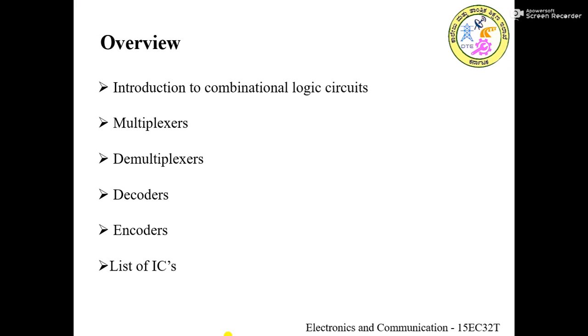Let's begin. This chapter is going to cover the following topics. Very first, we will discuss the introduction to the combinational logic circuits. Next, we will discuss the multiplexers, followed by demultiplexers, decoders, encoders, and finally, we will list the different ICs.